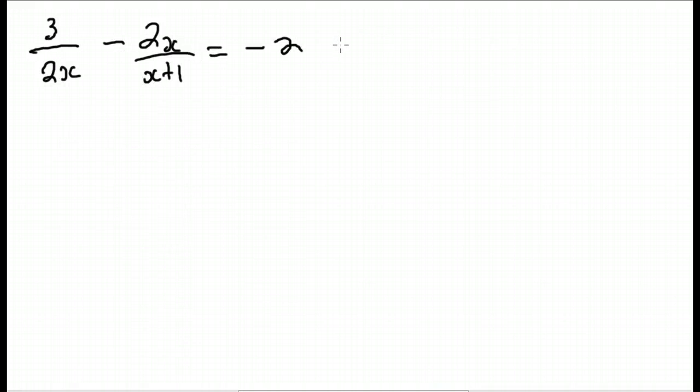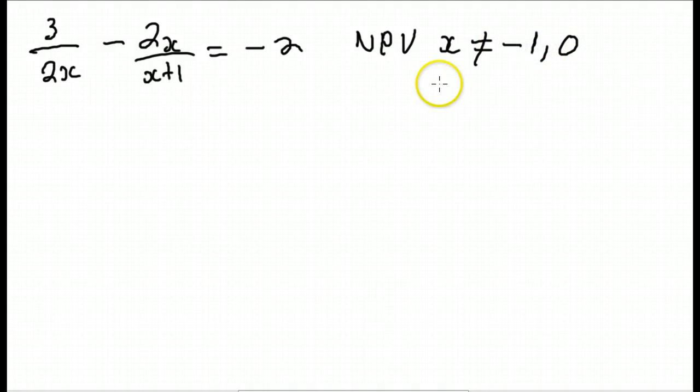Okay, let's step it up a notch. How about this one? Nothing to factor, the denominators are all in simplified factored form. So we may state non-permissible values. X cannot be 0 or negative 1. And we need to keep that in mind because if we solve this and end up with a solution that is 0 or negative 1, then we need to reject that.